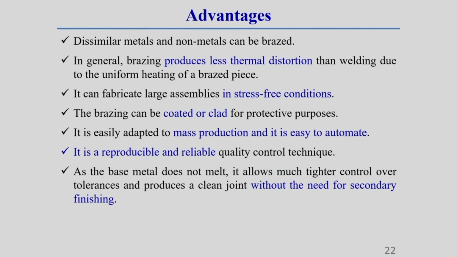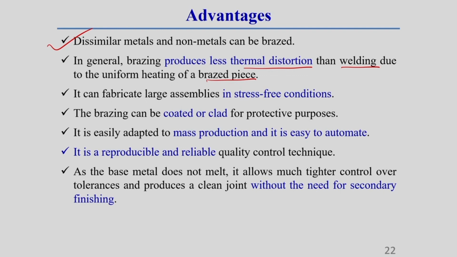Now, we will discuss the advantages of this brazing process. Generally, the brazing process can be used for both similar and dissimilar types of metal. In general, brazing produces less thermal distortion than welding due to the uniform heating of the braze piece. This is a very important part. That means, in brazing joints we generally get less thermal distortion than welding joint assemblies.